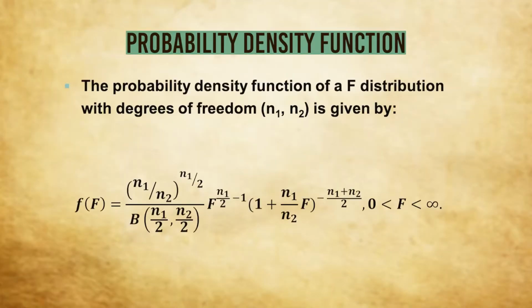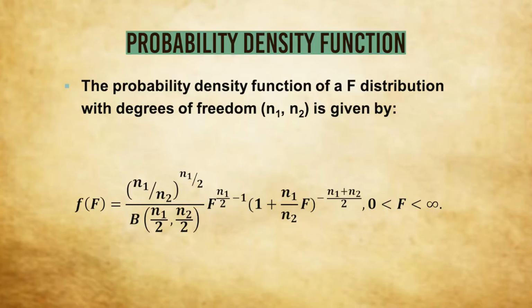Now we come to the probability density function or PDF of a F distribution with degrees of freedom n1, n2. We'll always say like this, degrees of freedom n1, n2 for F distribution. So you can see the PDF is something like this, n1 by n2, this whole thing to the power n1 by 2 divided by again beta function n1 by 2 comma n2 by 2, f to the power n1 by 2 minus 1, then 1 plus n1 by n2 into f whole to the power minus n1 plus n2 by 2. Quite a complicated PDF. I'll say that you need not remember this PDF very well, but it's better to know this PDF.